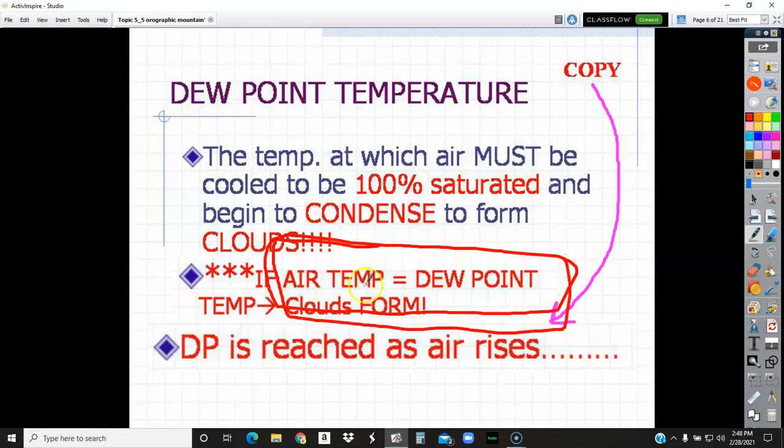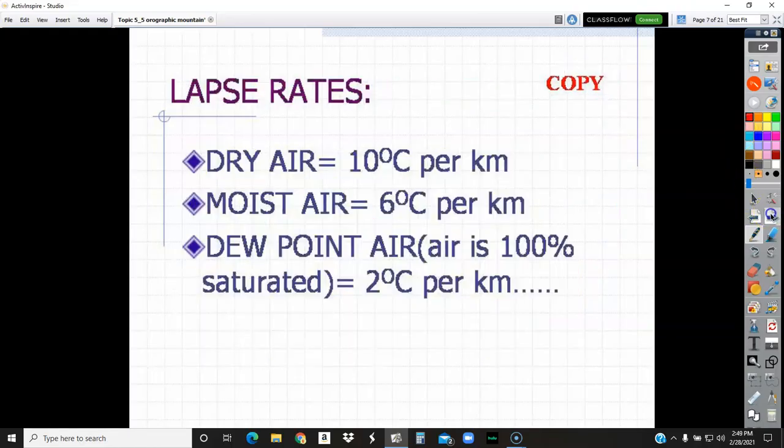And we need this information to figure out the base of a cloud. Let me show you that. In order to know where a cloud's going to form, I'm going to go through this mathematical calculation here. It's not hard, but I'll try to go through it slowly. There are what are called lapse rates, and these are rates for different types of air. So you've got 3 types of air masses.